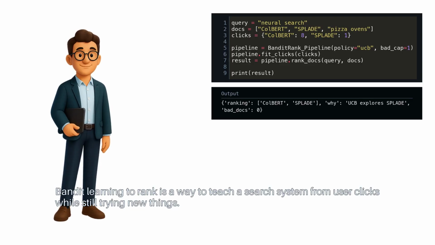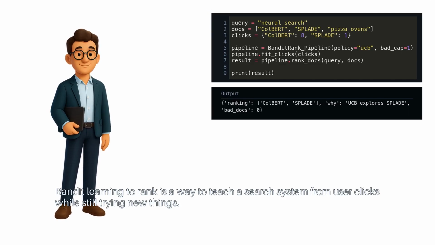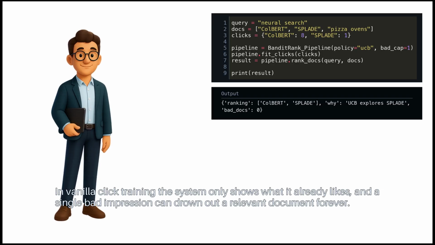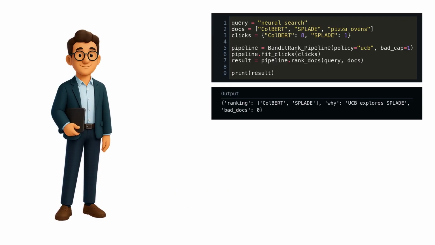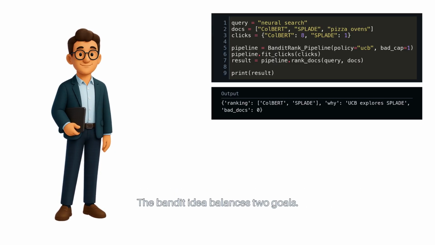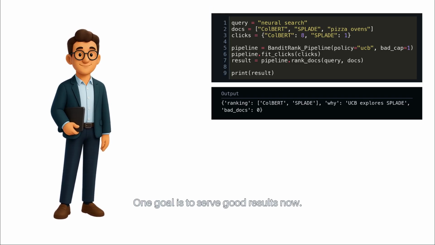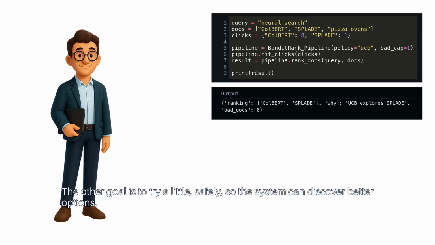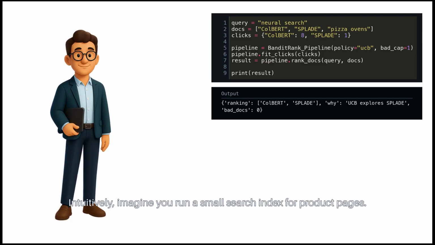Bandit Learning to Rank is a way to teach a search system from user clicks while still trying new things. In vanilla click training, the system only shows what it already likes, and a single bad impression can drown out a relevant document forever. The Bandit idea balances two goals. One goal is to serve good results now. The other goal is to try a little safely, so the system can discover better options.